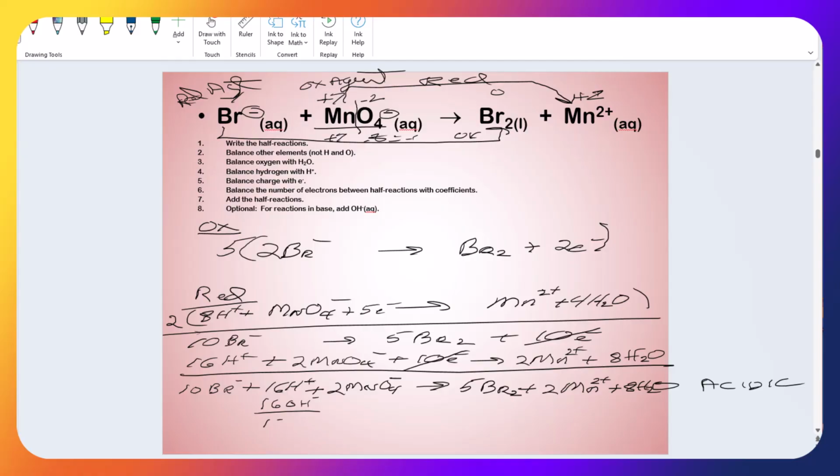That's going to give me 16 H2Os. Now, I have to add the hydroxide to both sides. You can't add something to one side without adding it to the other side. So I'm adding 16 hydroxides over here. Now, when I added the 16 hydroxides, that gave me 16 waters over here. I also have 8 waters on the product side, so I can get rid of 8 of those waters. So this 16 waters is now 8 waters.